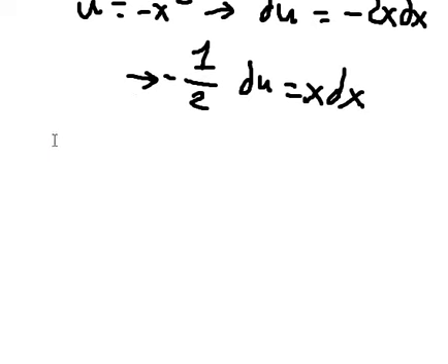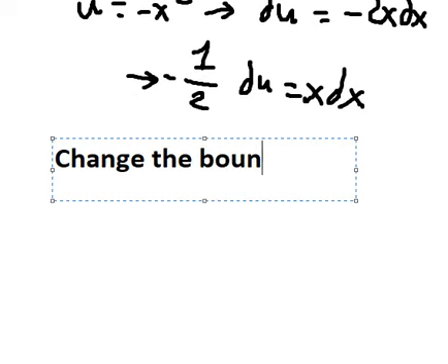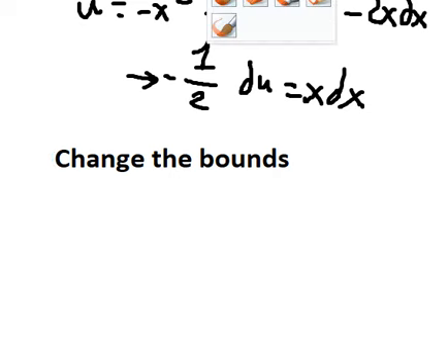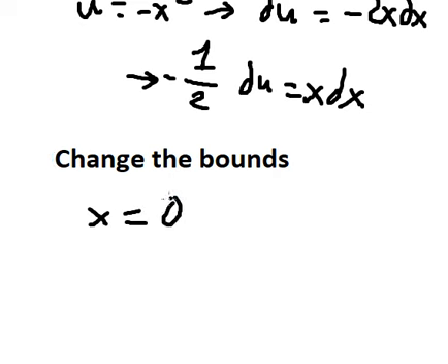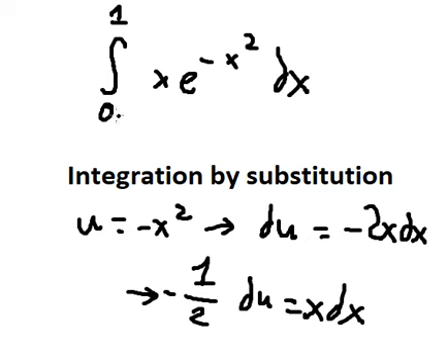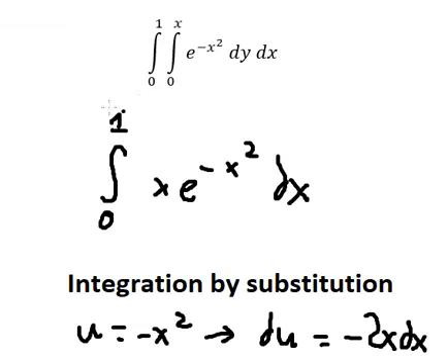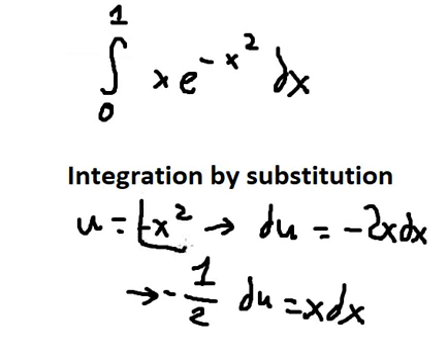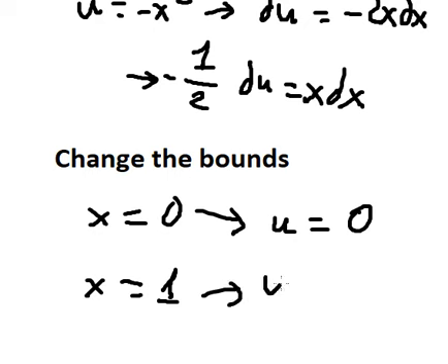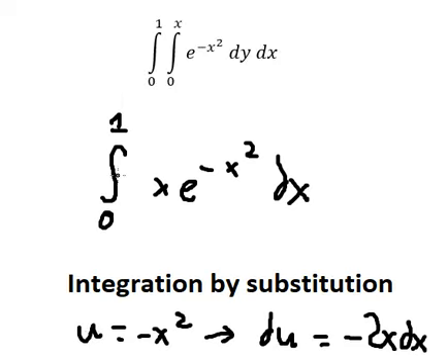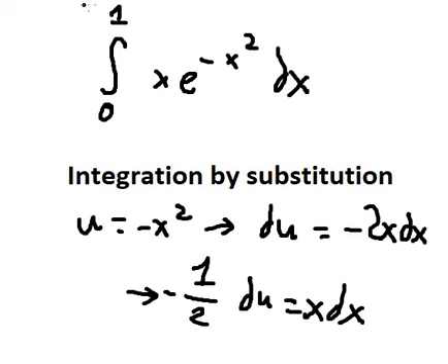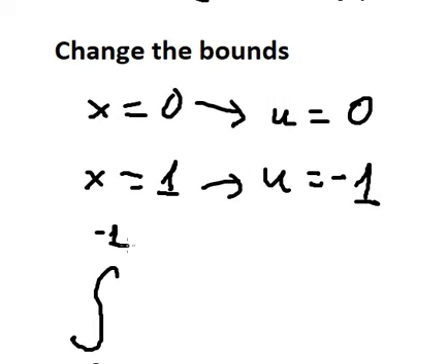Next, we need to change the bounds. When s equals number 0, that is from here. So I will put number 0 here, and you get u equals number 0. When s equals number 1, we put number 1 here. So u equals negative number 1. So number 0 we keep the same. Number 1 we change to negative number 1.